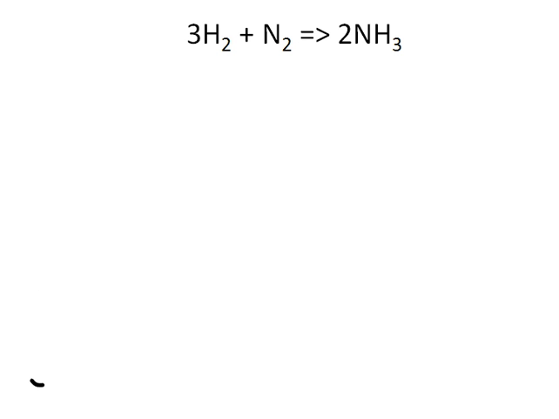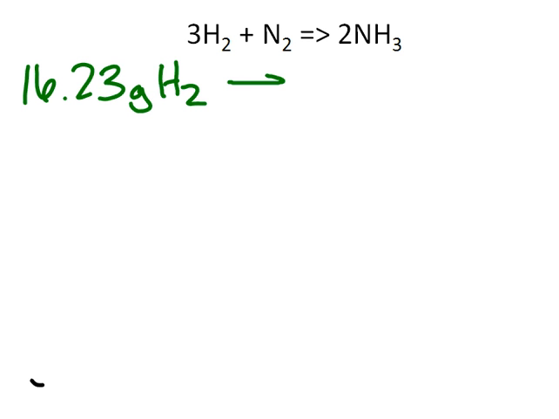Okay, so again, same equation, right? 3 moles of hydrogen gas react with 1 mole of nitrogen to form 2 moles of ammonia. Okay, so in looking at this equation, let's say I had 16.23 grams of hydrogen gas, and I want to know if I have enough nitrogen, because we'll talk about the relationship or the amounts of each reactant later, but let's say I had more than enough nitrogen to react with the 16.23 grams of hydrogen. I want to know how many grams of ammonia I can make.